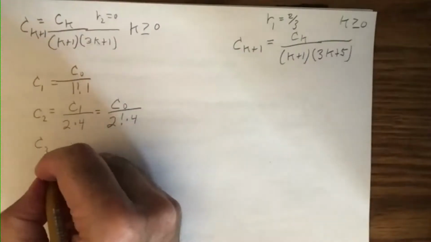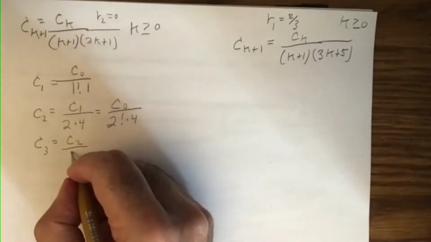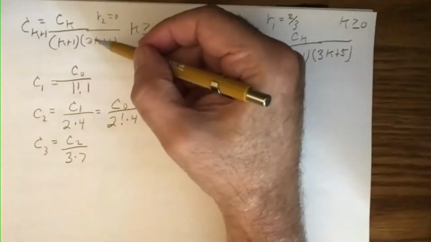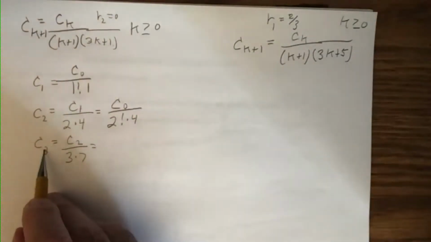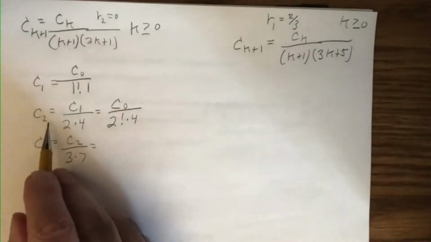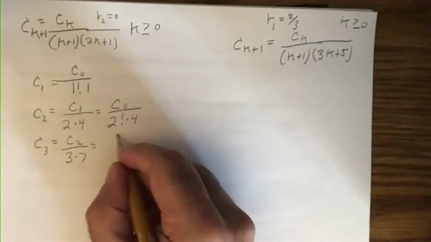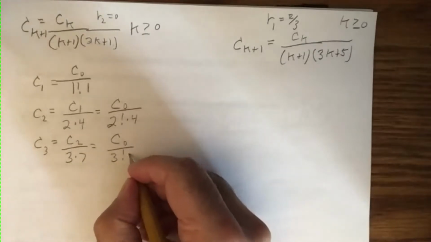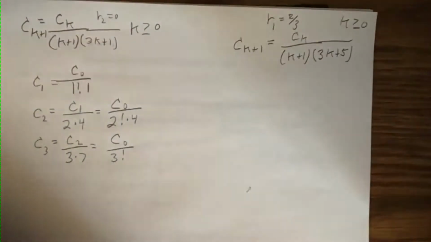Okay, so C3 now is going to be C2, and it'll be 3 times 7, because when I put 2 in here, I'm going to get 3, and when I put 2 in here, I'm going to get 6 plus 1, so that's 7. But once again, we're doing recursion here. C3 is equal to C2 times this, but C2 is going to be C0, then this is going to be 3 factorial, and then it's going to be 4 times 7. Right, 3 factorial. I actually should write this as 1, 2.